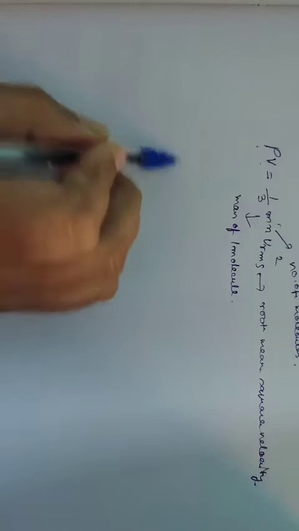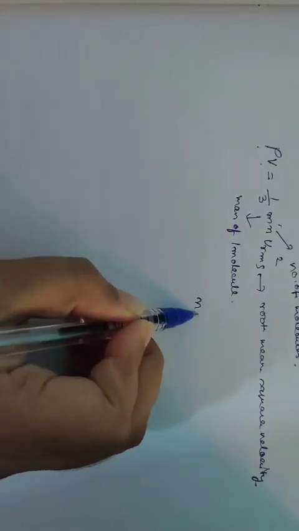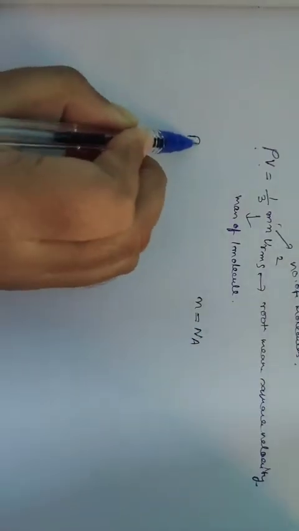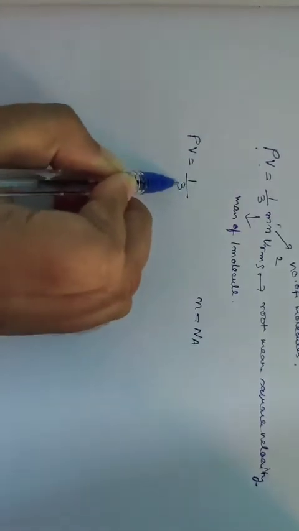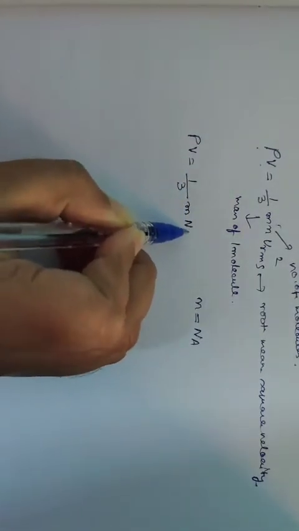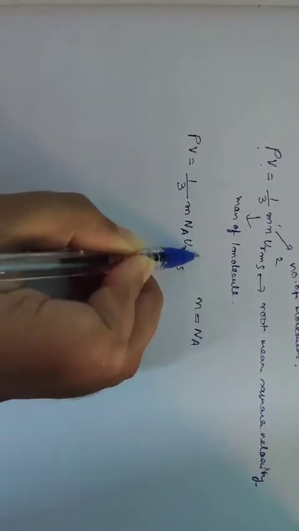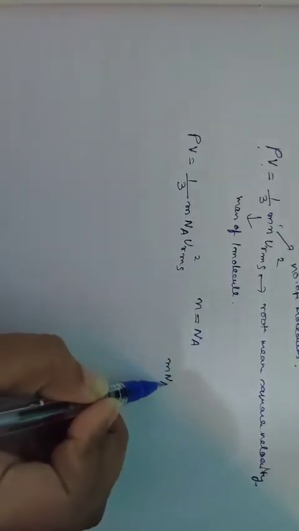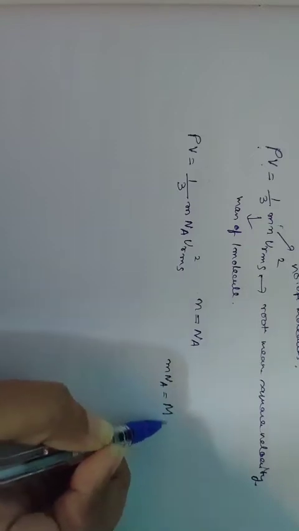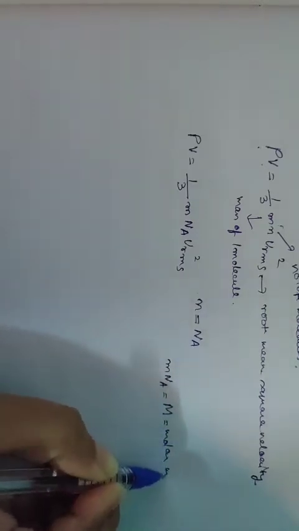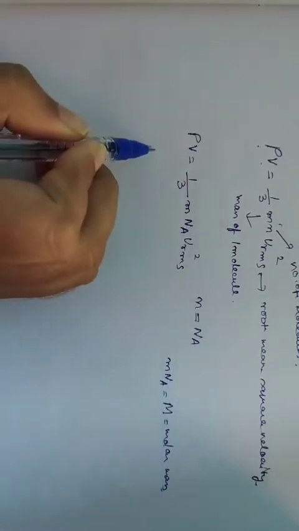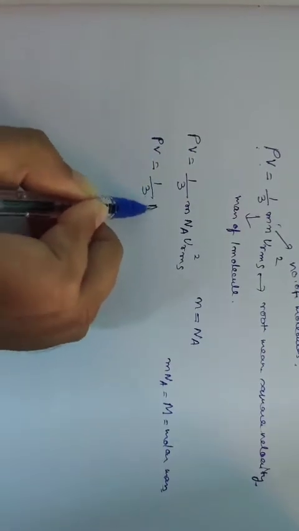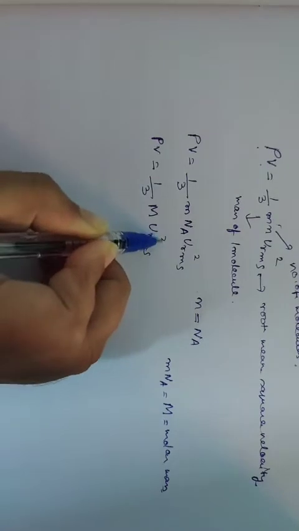So if I take n, that is number of molecules, equal to Avogadro's number, that is capital N_A, we can write PV equal to 1 by 3 m N_A u RMS square. Now this m N_A equal to capital M is your molar mass. Now we can write PV equal to 1 by 3 capital M u RMS square.